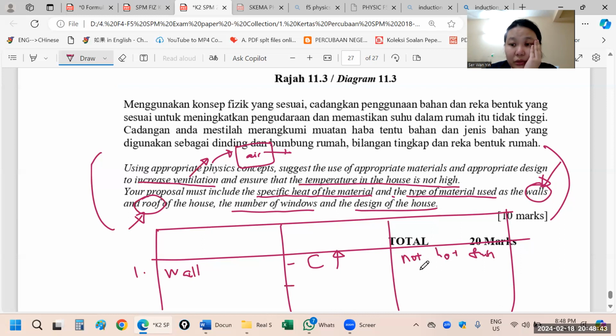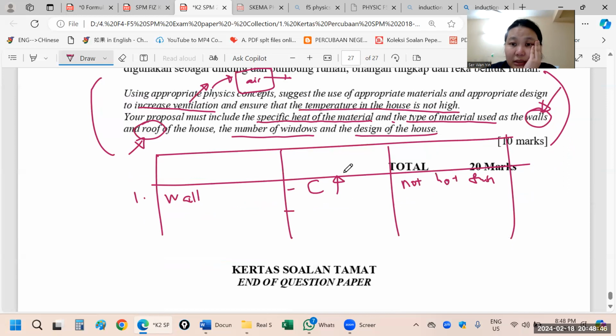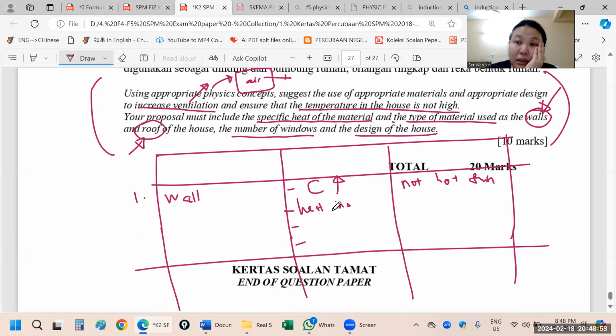Then the type of material used, you have many things to tell. For example, heat insulator. You can write a lot. For example, as I told you before, you can tell the name concrete. You can tell heat insulator. You can tell glass. Whatever. Then number two. So actually here you already have two points.